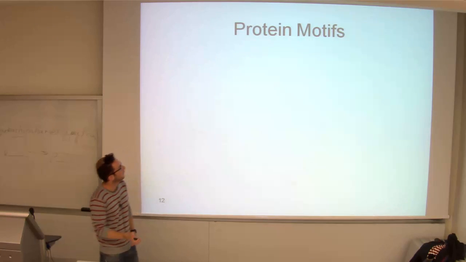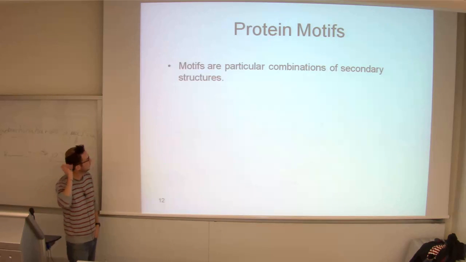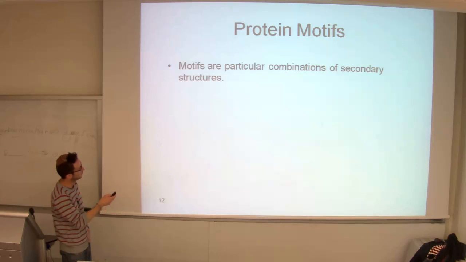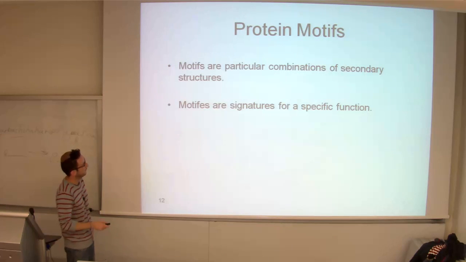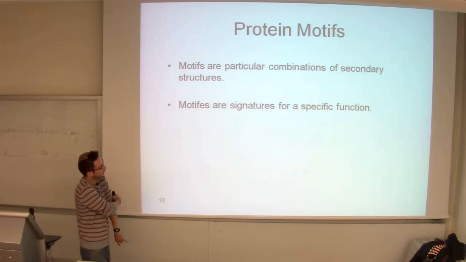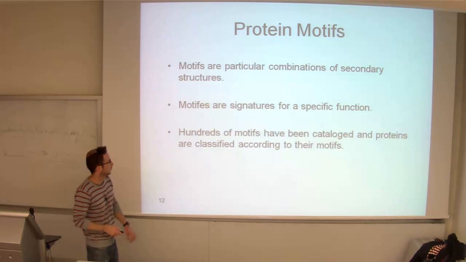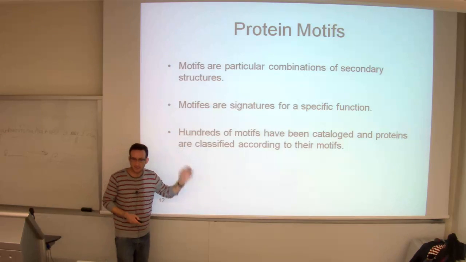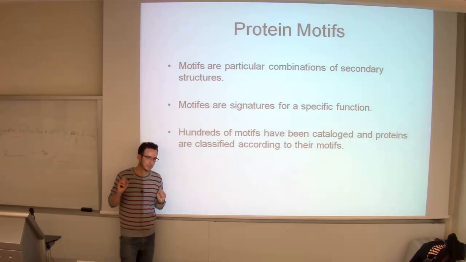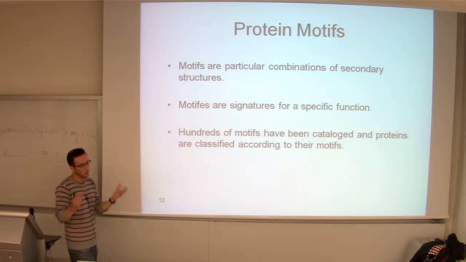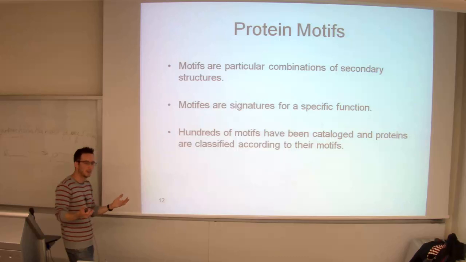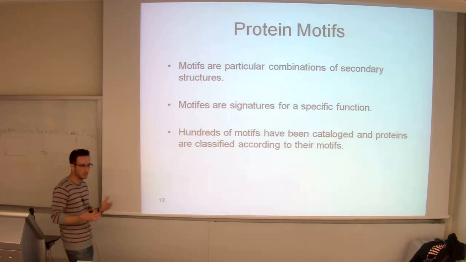All right. Protein motifs. So a motif is a combination of secondary structures, and they are also a signature of a specific function. And so there are a lot of databases today that give you the function or the putative function of a specific protein motif. And when we see two proteins with similar protein motifs, we will assume, and try to prove, that they have a similar function.